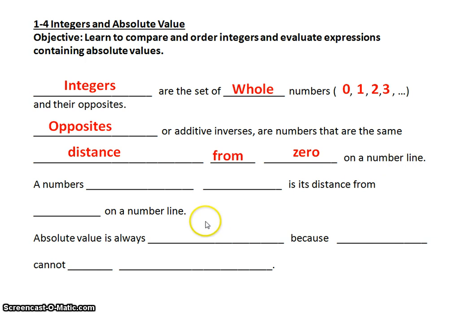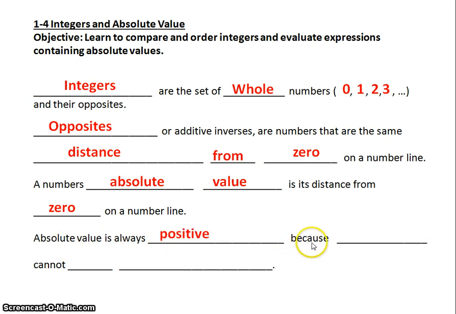A number's absolute value is its distance from 0 on a number line. Now, distance from 0. The absolute value is always positive because distance cannot be negative. So an absolute value is always positive, and an absolute value simply is a number's distance from 0.